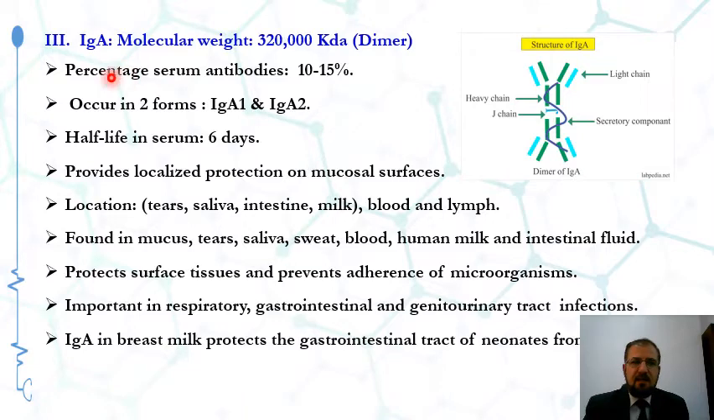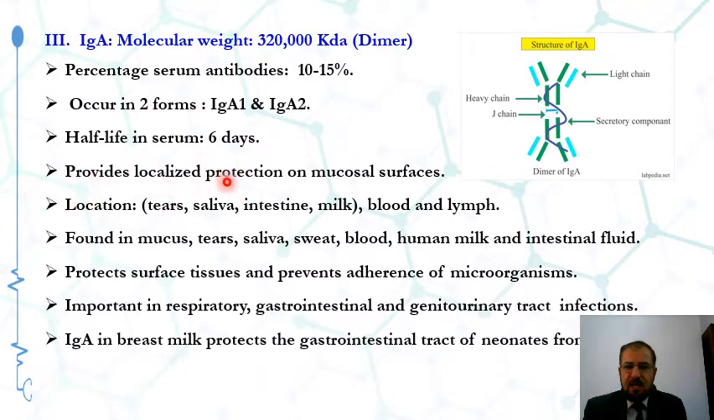Number 3, the IgA. The IgA molecular weight is about 320 kilodaltons. It is a dimer, composed of 2 monomers. The percentage of IgA in serum is about 10 to 15%. The IgA occurs in 2 forms: IgA1 and IgA2. The half-life in serum is about 6 days.